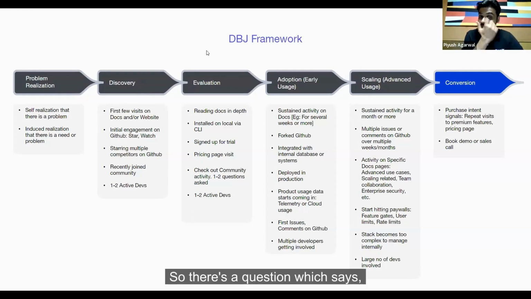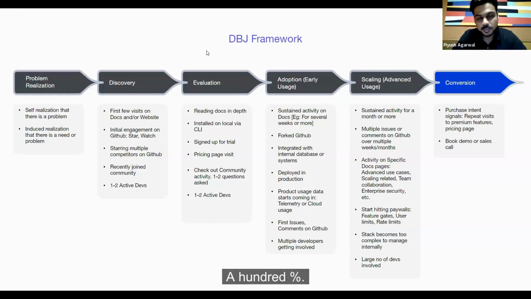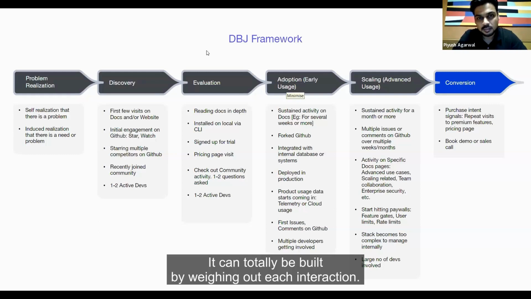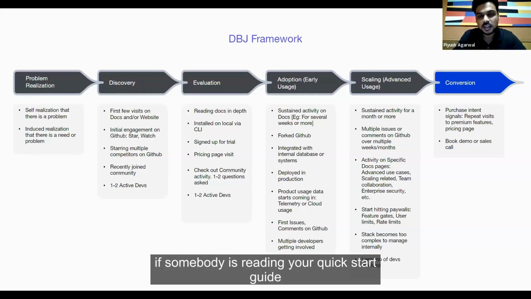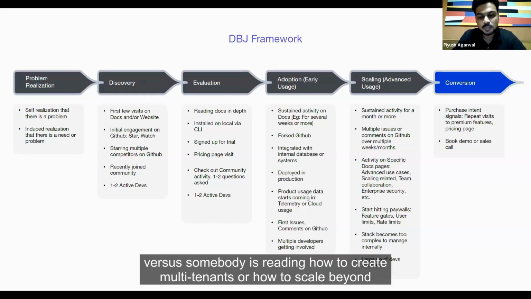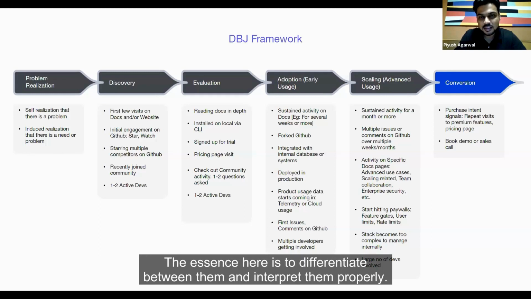So there's a question which says, can a similar pattern not be worked out by weighing each interaction? 100%. It can totally be built by weighing out each interaction. The point is, every interaction is different. So a website visit is not the same as a documentation review. Even in the documentation, if somebody is reading your quick start guide versus somebody is reading how to create multi-tenants or how to scale beyond a certain number of APIs, those two interactions are very different. And the essence here is to differentiate between them and interpret them properly.